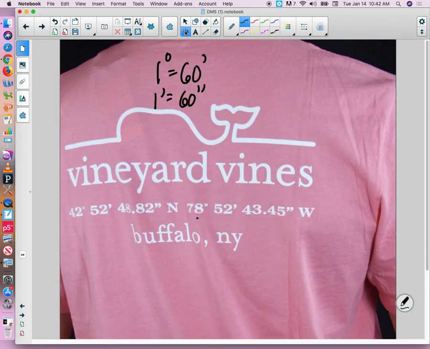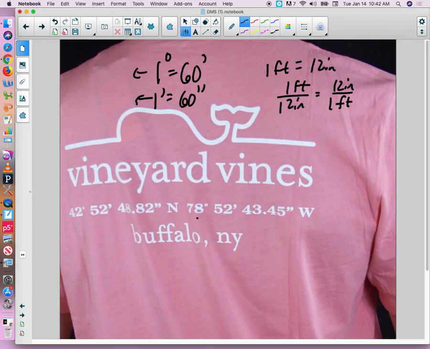Okay, and so my conversion, like if I have 1 foot, is 12 inches. You can multiply by 1 foot over 12 inches, or you could say 12 inches over 1 foot, to convert whichever way you need to go. If you want to go to feet or if you want to go to inches, use your conversion. So if I want to go from minutes to seconds, I know that there's 60 seconds in every minute. I know there's 60 minutes in every degree.